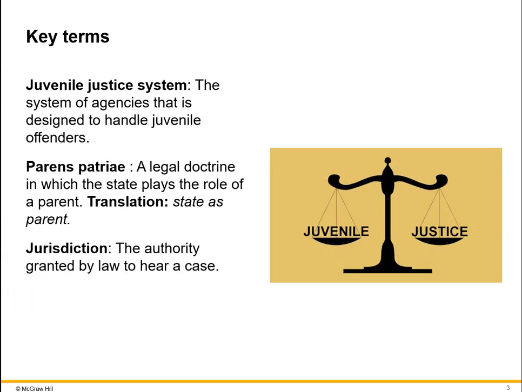The system of agencies that is designed to handle juvenile offenders is the juvenile justice system. Parens patriae is the legal doctrine that translates to the state as the parent. At the same time, there may be more definitions for jurisdiction depending on the context, as it is used for juvenile justice. It is the authority granted to hear a case. In other words, the juvenile justice system has jurisdiction over those 6 to 17 in North Carolina.